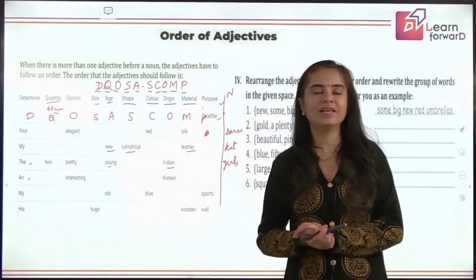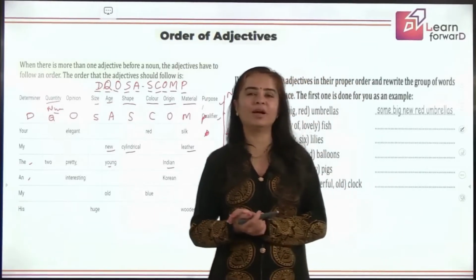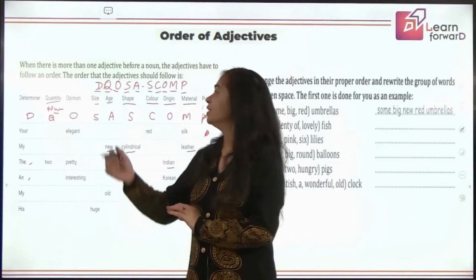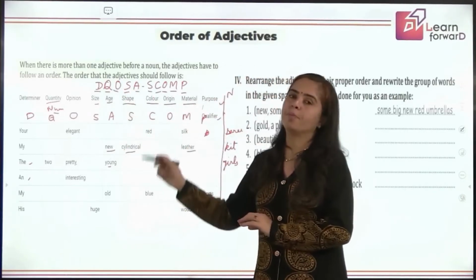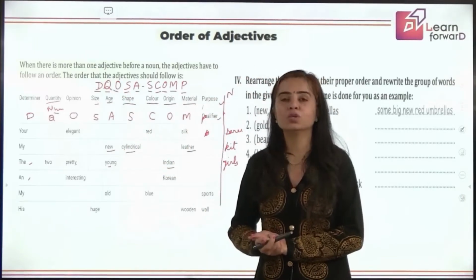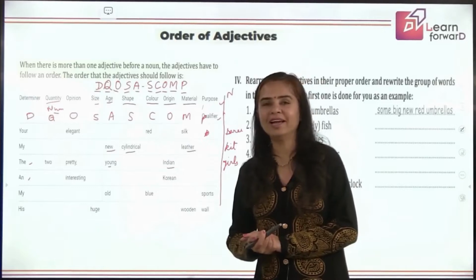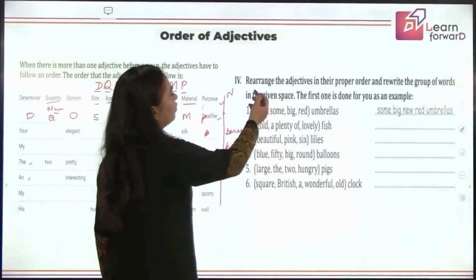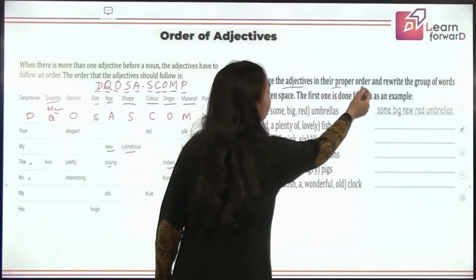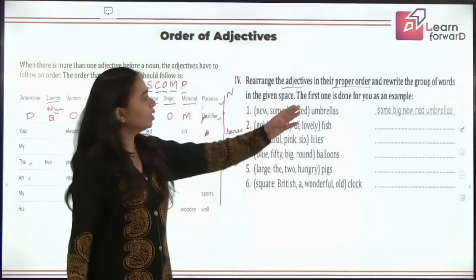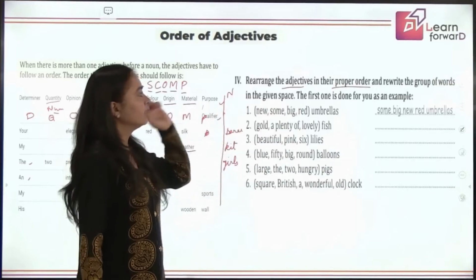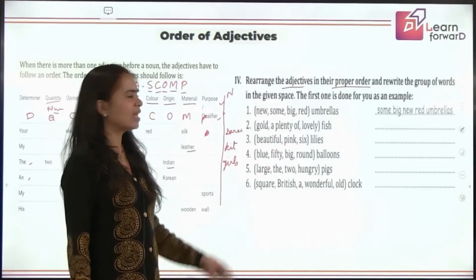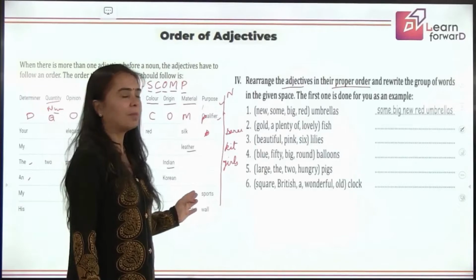And let us quickly recall what is the acronym I told you. That is dicosa scomp. What is it? Dicosa scomp. Can we move ahead? Let's do an exercise to understand it better. We have to rearrange the adjectives in their proper order and rewrite the group of words in the given space. The first one is done for you as an example, and I have already done examples here also.